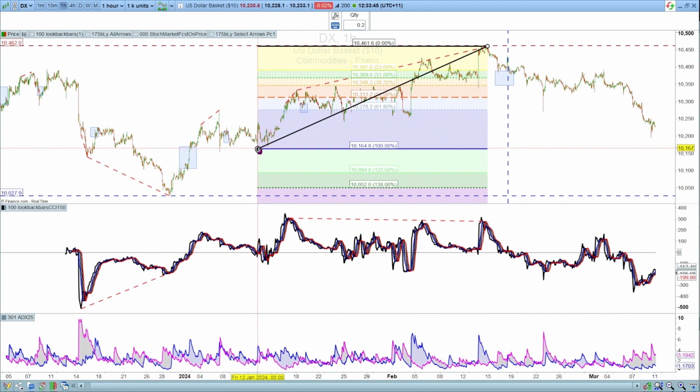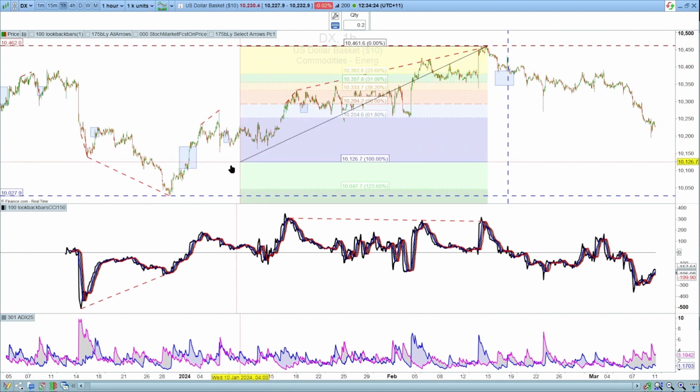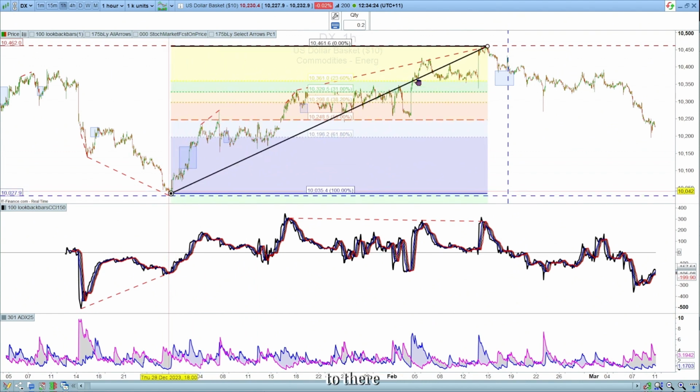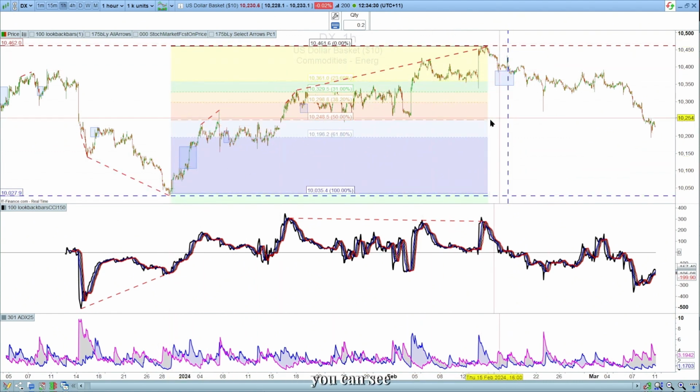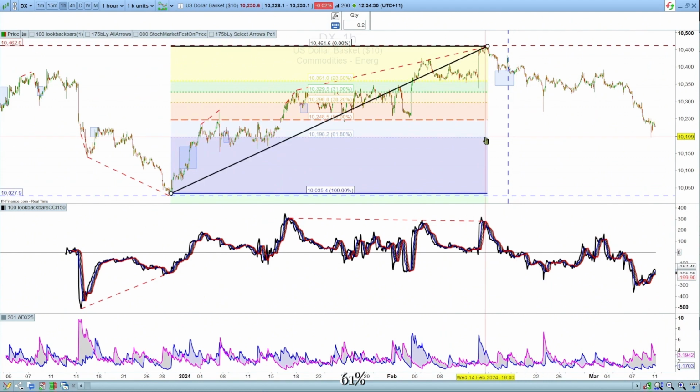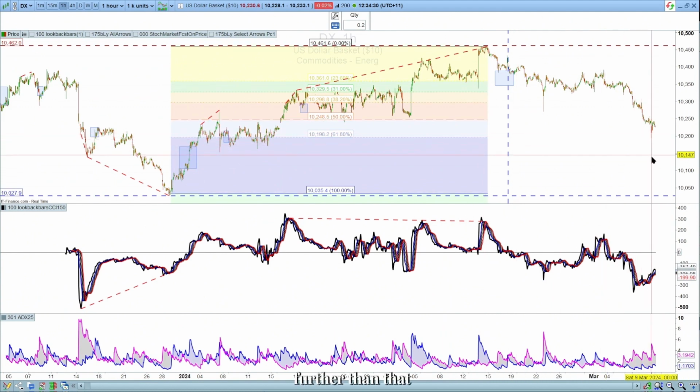Now you might say, well, what about the previous low? So if I move that Fibonacci level down to there, so that Fibonacci range, you can see there it's currently resting on the 61%. That's key. Now if it falls much further than that, we're going to see a lot more bearish movement in the US dollar. Otherwise, it could possibly bounce from there.